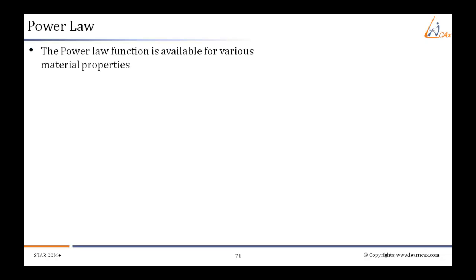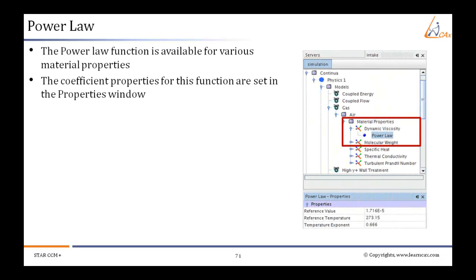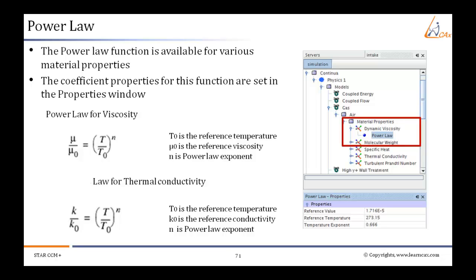The power law function is available for various material properties. The coefficient properties for this function are set in the properties window. As shown here, the power law function for viscosity is given where T0 and μ0 are reference temperature and viscosity, and n is the power law exponent.